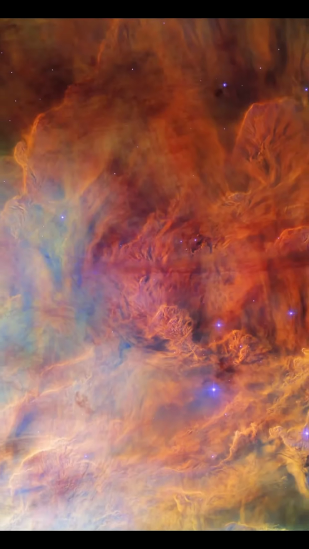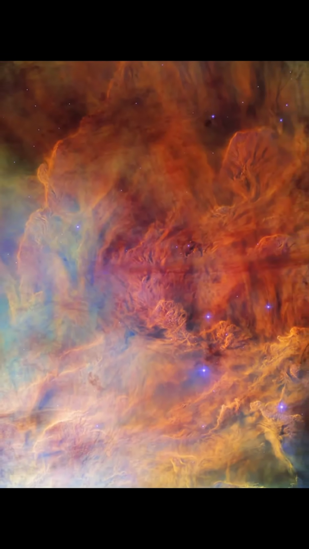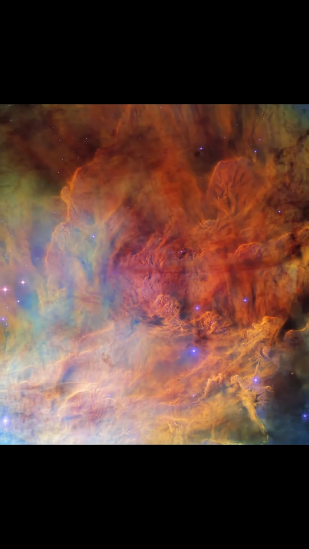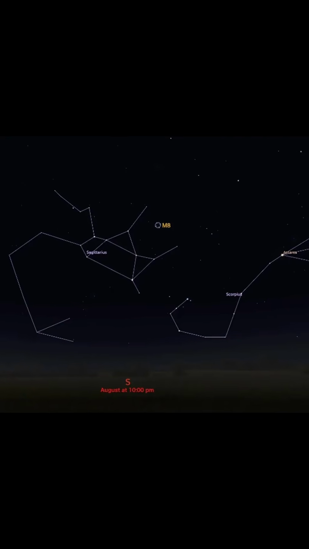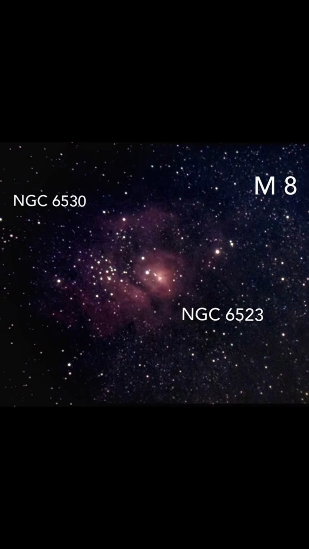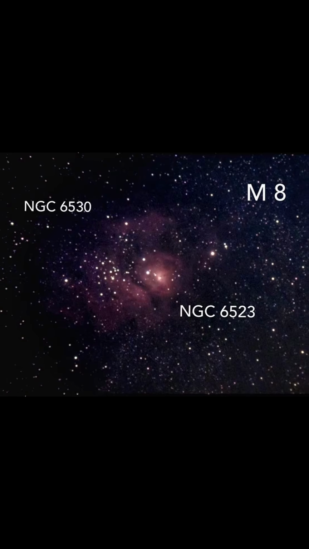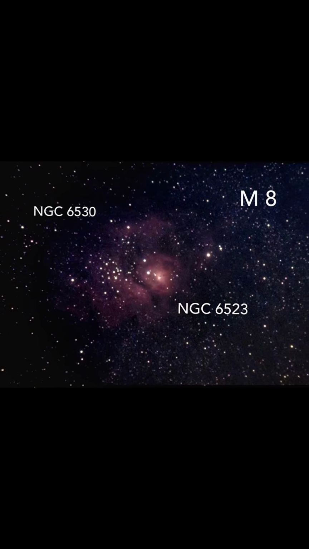Commonly known as the Lagoon Nebula, M8 was discovered in 1654. This star-forming cloud of interstellar gas is located in the constellation Sagittarius, and its apparent magnitude of 6 makes it faintly visible to the naked eye in dark skies. The best time to observe M8 is during August. Located 5,200 light-years from Earth, M8 is home to its own star cluster, NGC 6530.